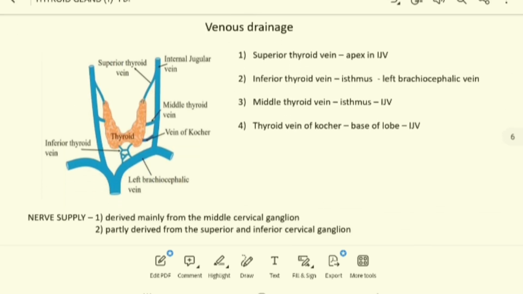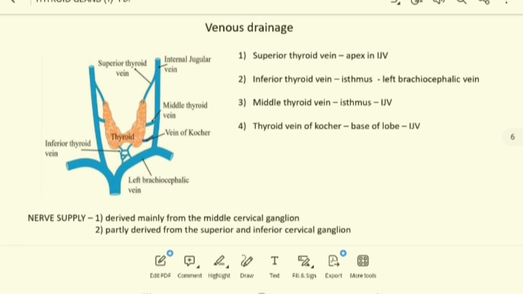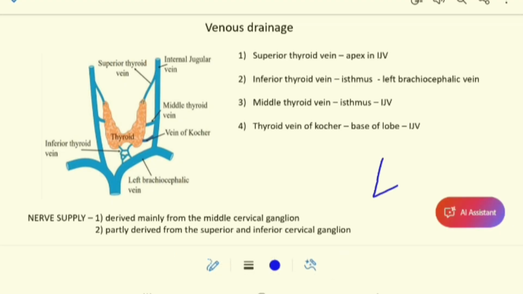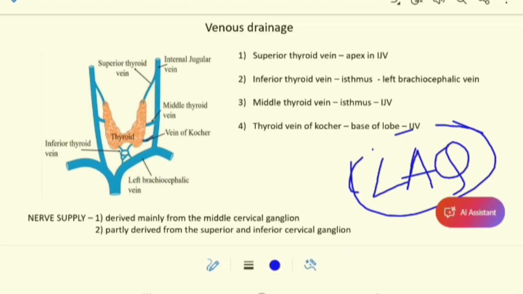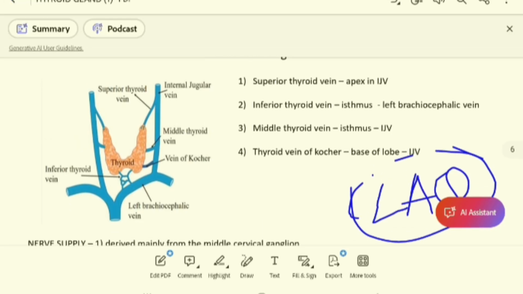Coming to the venous drainage, it is very simple, but questions are asked on this as an MCQ, or you should just know it for the Viva. And if I have not told you this yet, thyroid comes as an LAQ. So please make a note that thyroid is an important LAQ. Many times people ignore this, but it might come.